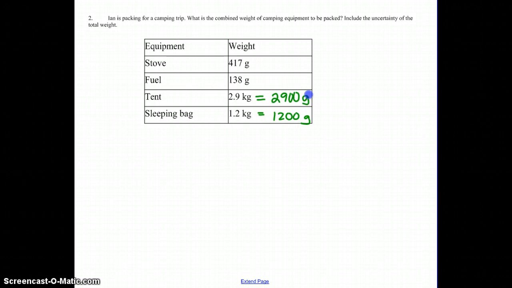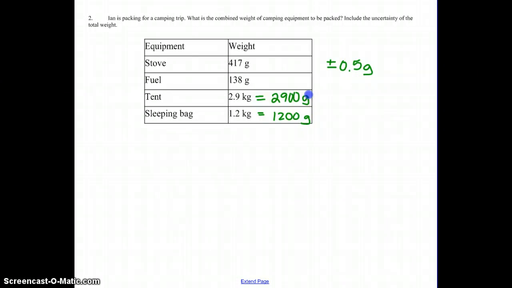So the uncertainty is half of the precision. So the precision for 417 grams would be 1 gram. So the uncertainty would be plus or minus 0.5 grams. And it would be that same uncertainty for all the rest. So if we want to add these together, you can go ahead and just type those into your calculator.